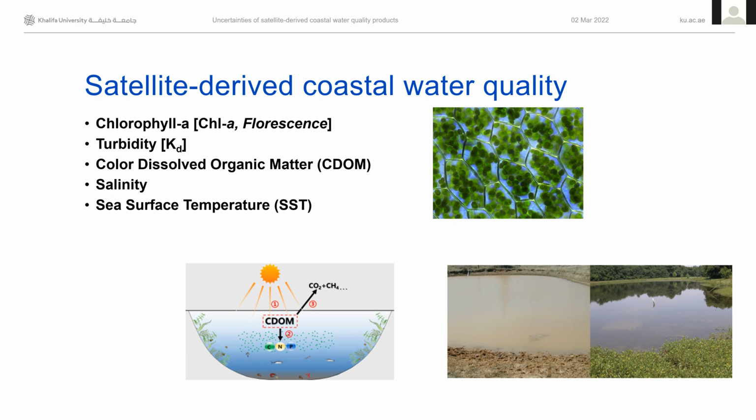The other proxy for the water quality could be fluorescence. Fluorescence is how much fluorescence is emitted by the phytoplankton, and it could be modeled based on satellite and remote sensing.